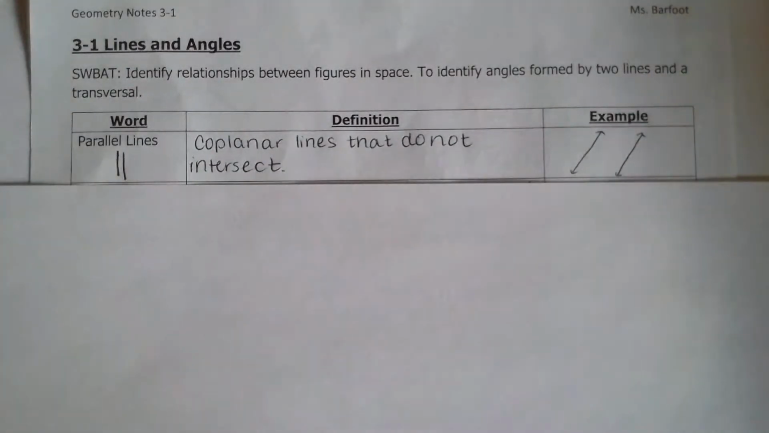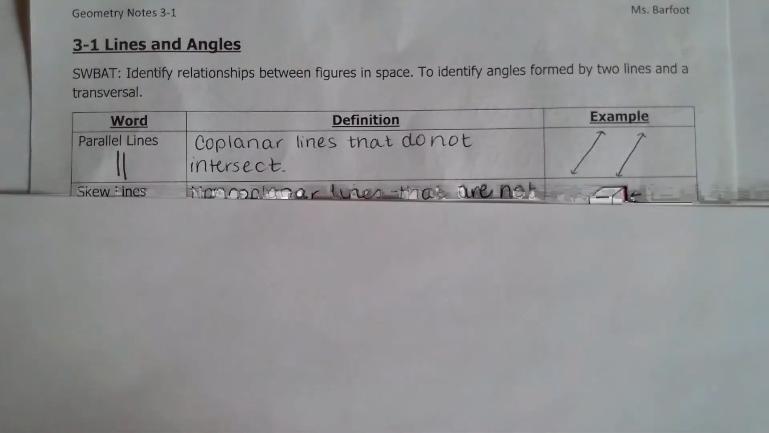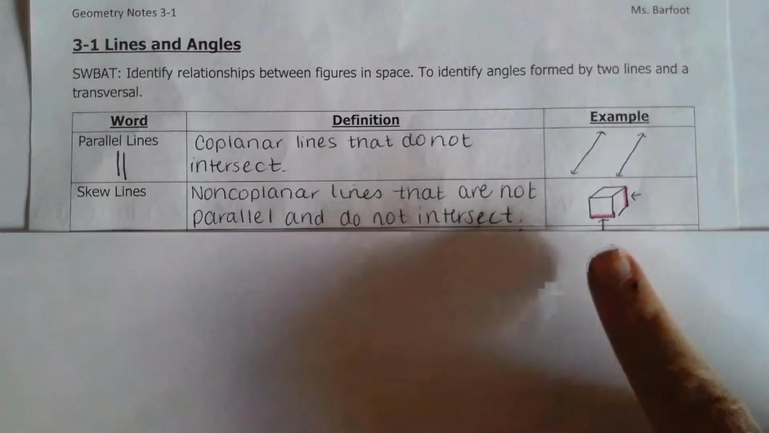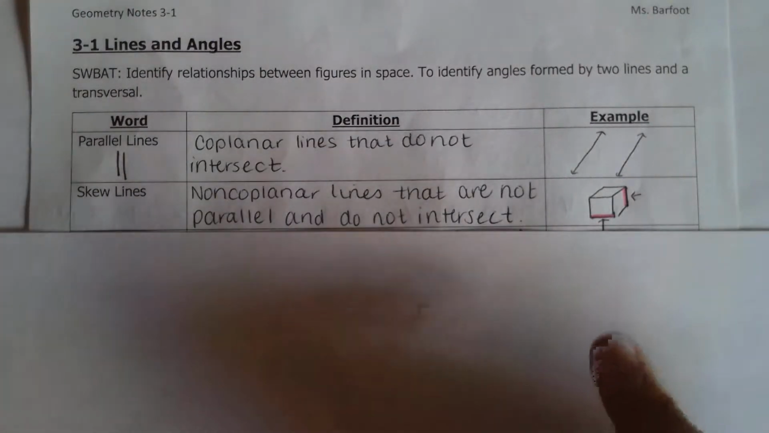Now, our next vocab word is skew lines, which talks about lines that never intersect but are not parallel. Skew lines are non-coplanar lines that are not parallel and do not intersect. So non-coplanar means that they are not on the same plane, which means you're going to have a 3D image, kind of like this picture here. Skew lines are not parallel, which means that they are going in different directions, yet they never intersect.